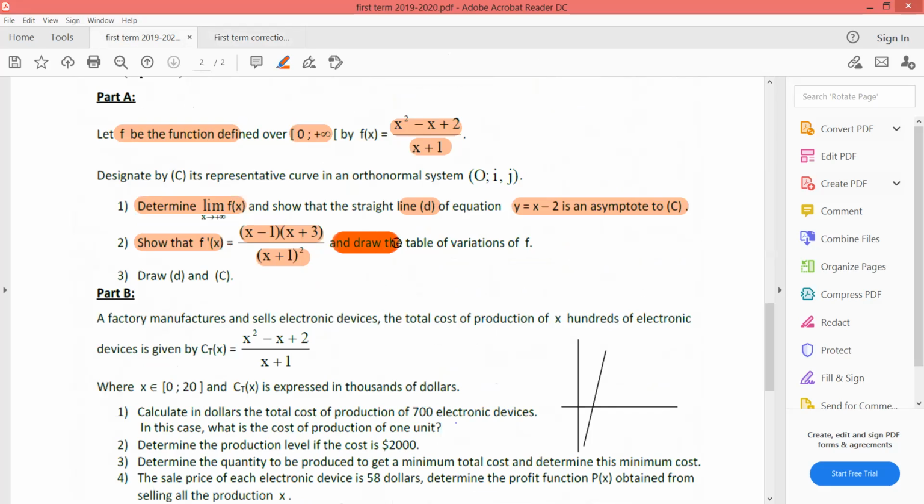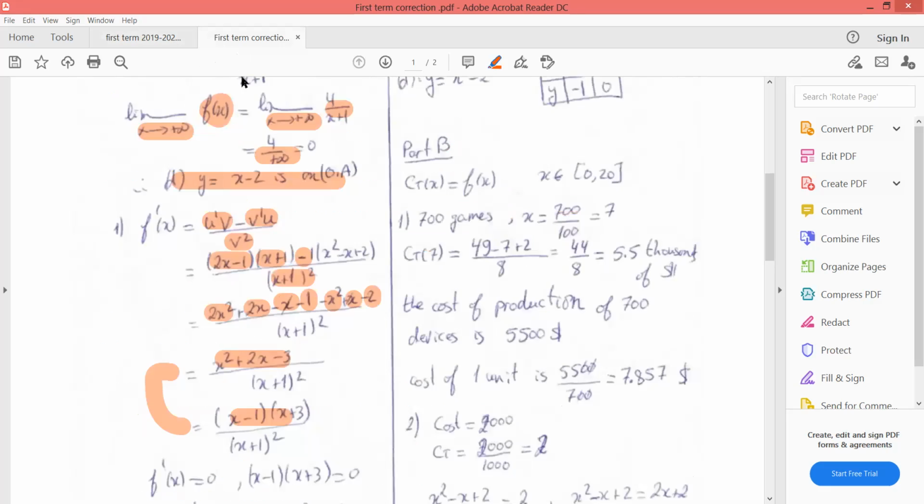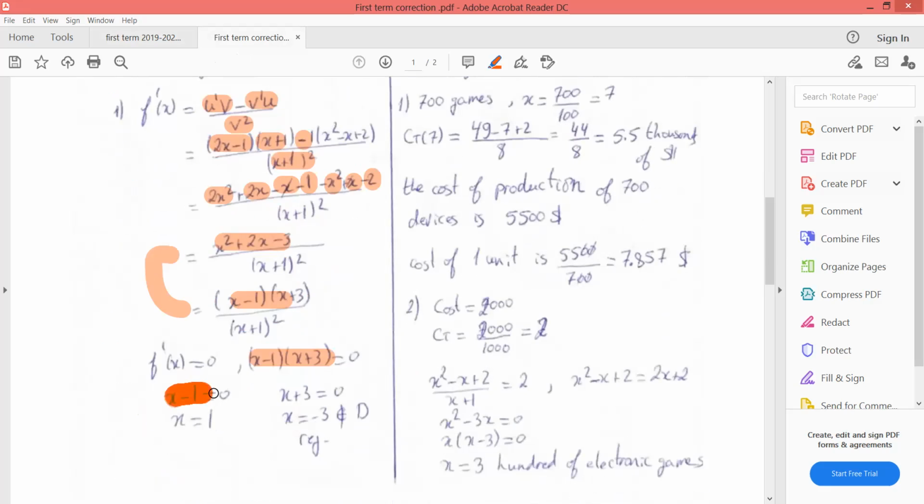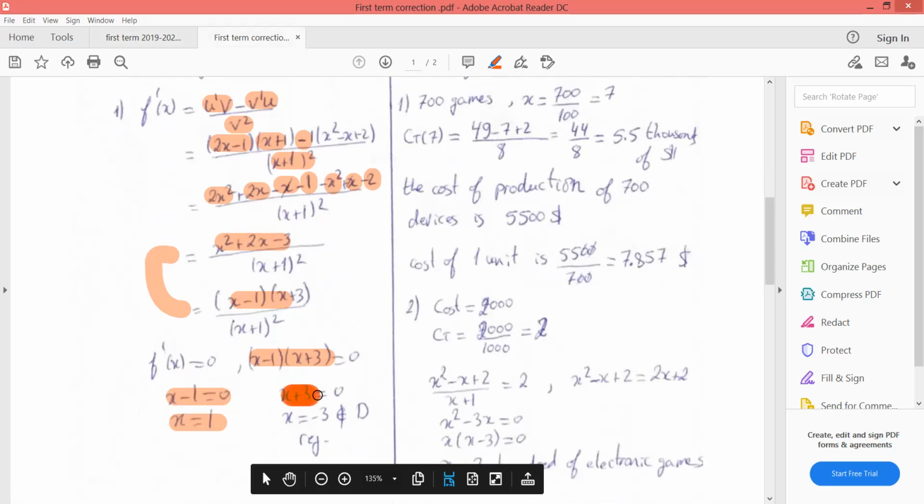Let's set up the table of variations. What we are going to do in order to set up the table of variation? f prime x equals 0. So (x minus 1) into (x plus 3) equals 0. Not necessary to expand. x minus 1 equals 0, so x equals 1. x plus 3 equals 0, x equals minus 3 doesn't belong to the domain of definition, so it is rejected. Always, Damon, you have to pay attention to the domain of definition.